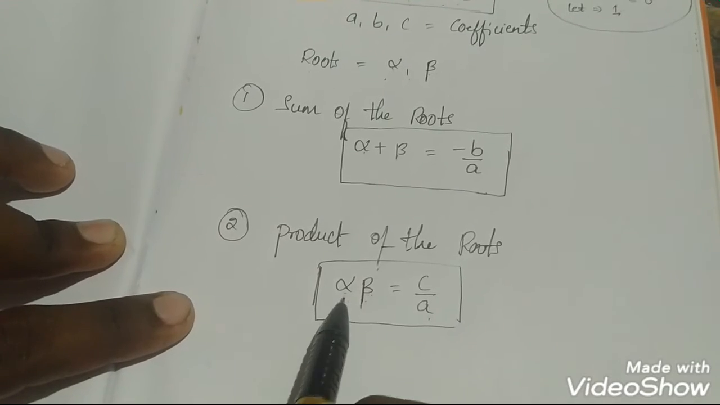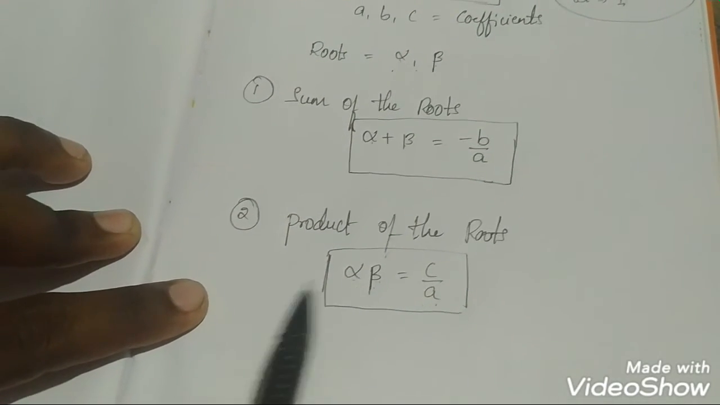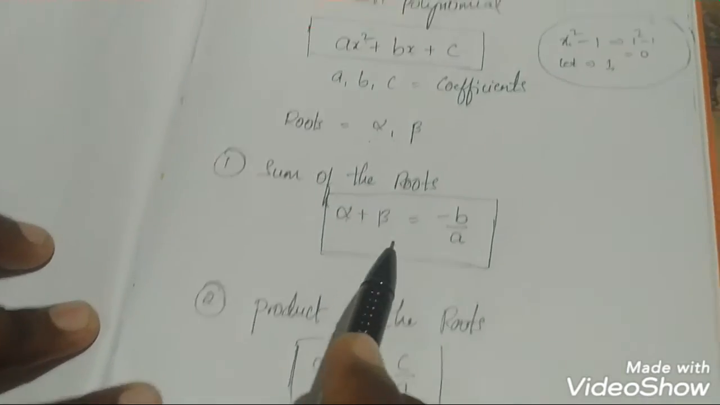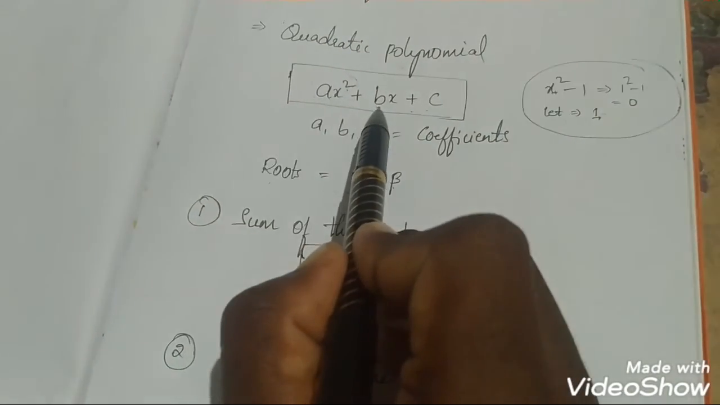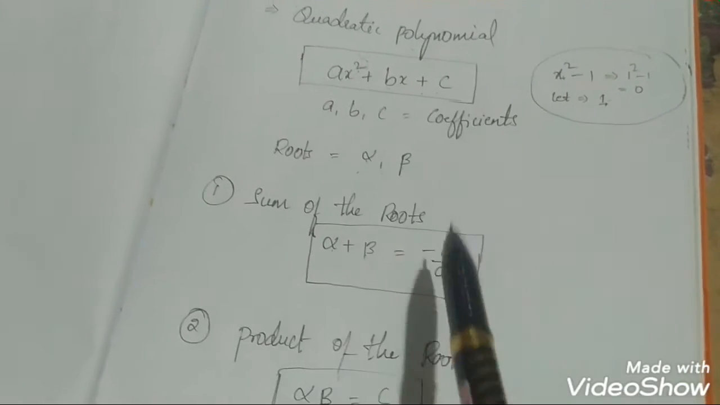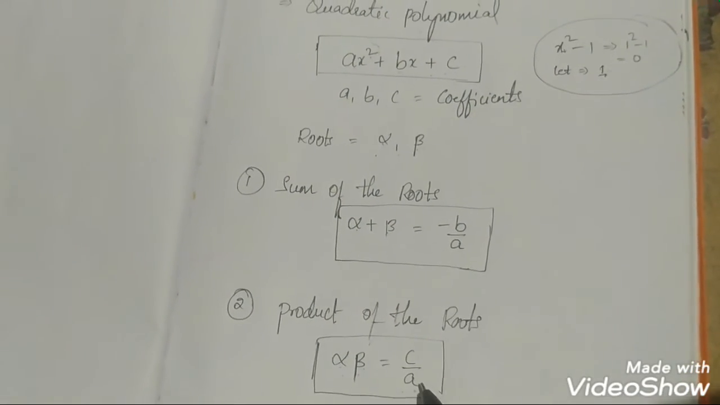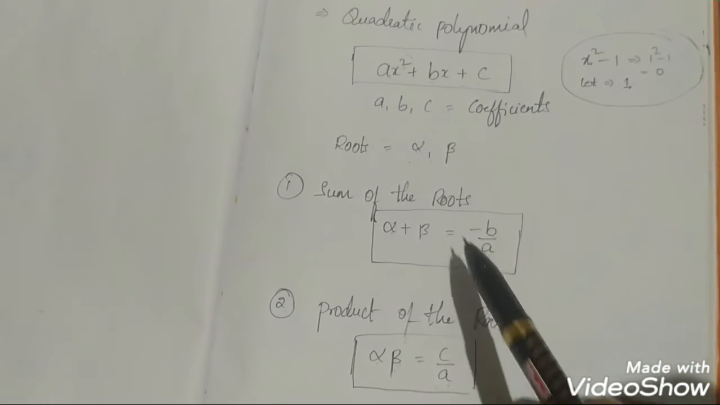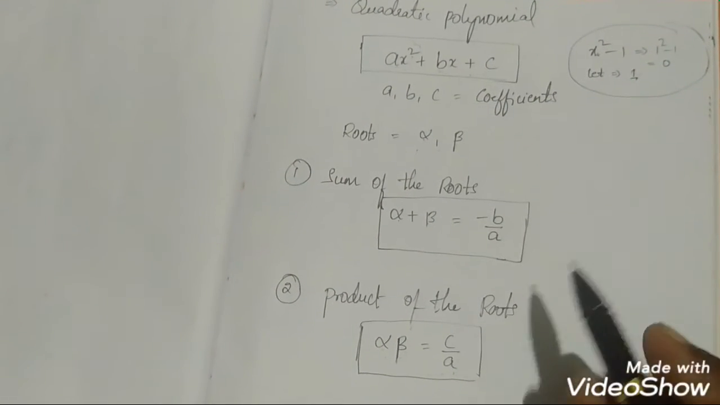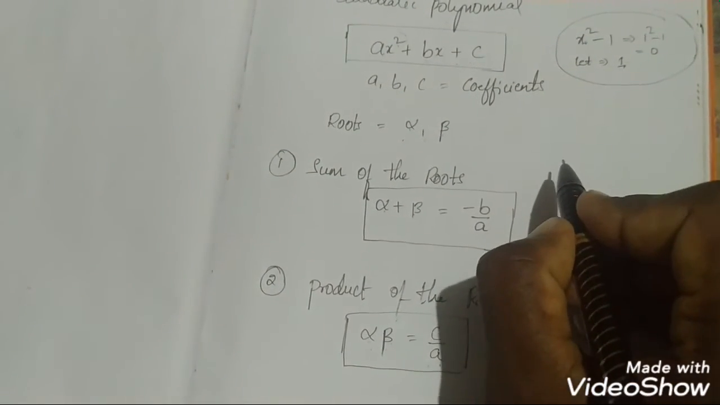Here alpha and beta are the roots, and c and a are the coefficients of the quadratic polynomial. This is all about quadratic polynomials. In the quadratic polynomial ax square plus bx plus c, the sum of the roots is minus b by a, whereas the product of the roots is c by a. So by using these two relationships, you can find the roots of the quadratic polynomial. How? I am going to show with one example.